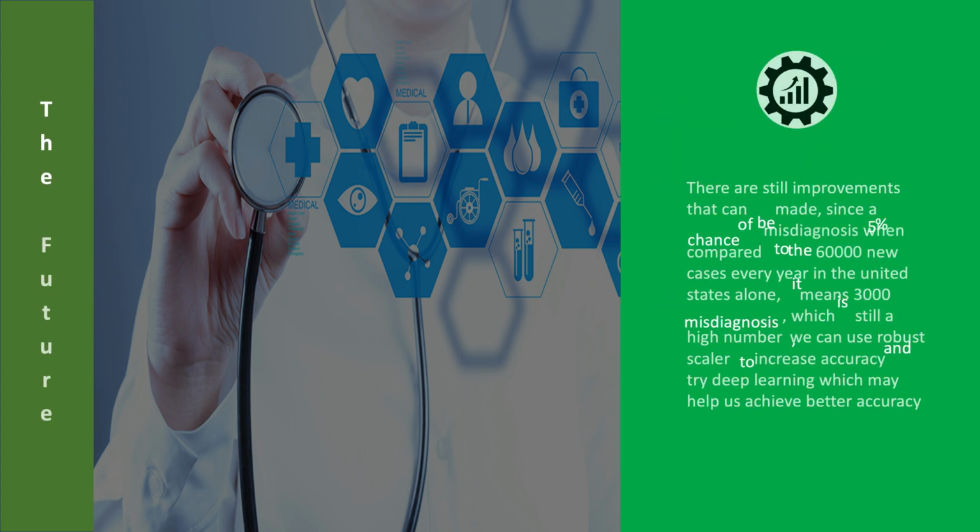But there are, of course, some improvements, because even despite your 90 to 95% accuracy, considering the amount of people who go through Parkinson's every year, it's way too big a value that you're leaving out. So there are methods that you can use to achieve even better accuracy. Obviously we will cover that in the future.